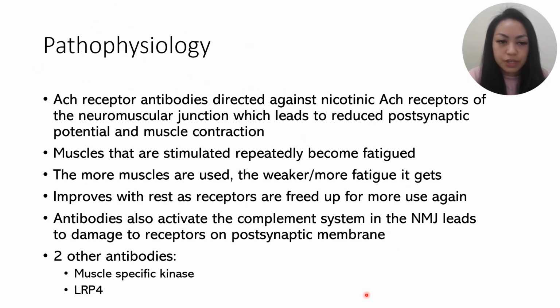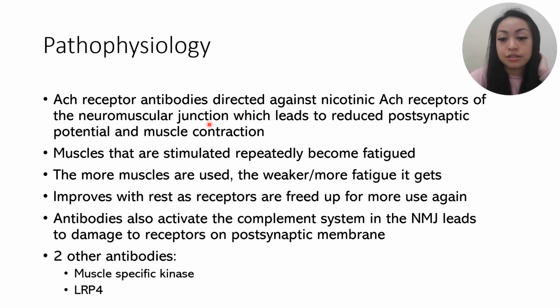Let's talk about the pathophysiology of myasthenia gravis. Before we read all of this, let's remind ourselves what happens in a neuromuscular junction. You have the neuron, and at the end of the neuron, you have the axon terminal. At the axon terminal, or the presynaptic membrane, acetylcholine is released. This acetylcholine travels across the synapse and reaches the receptors on the postsynaptic membrane. It binds to nicotinic acetylcholine receptors and stimulates them, and then an influx of positive ions happens, generating an action potential, leading to a muscular contraction. That's what happens in a neuromuscular junction.